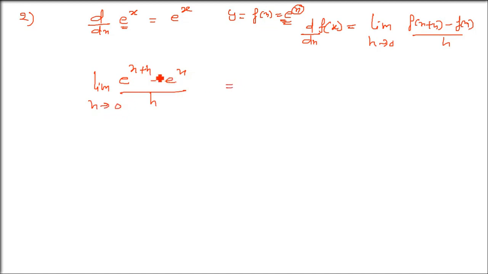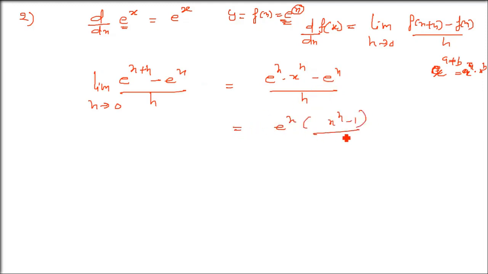e to the power x plus h, you can write it as e to the power x into e to the power h. It is not x to the power h, it is e to the power h, because x to the power a plus b is x to the power a dot x to the power b. You can always write this. So this is e to the power x dot e to the power h minus e to the power x. Now we'll take e to the power x common. So when we take e to the power x common, it will be e to the power h minus 1.